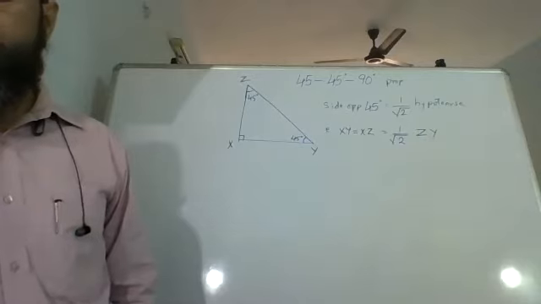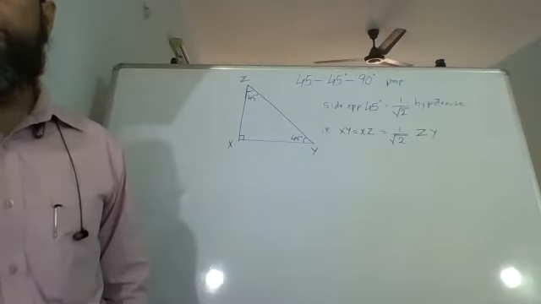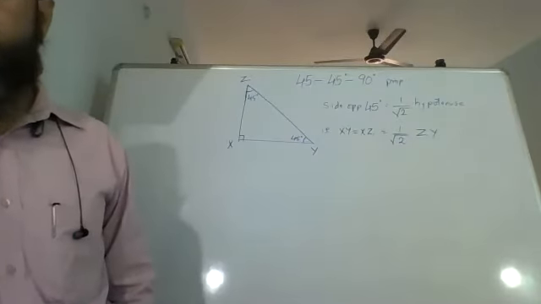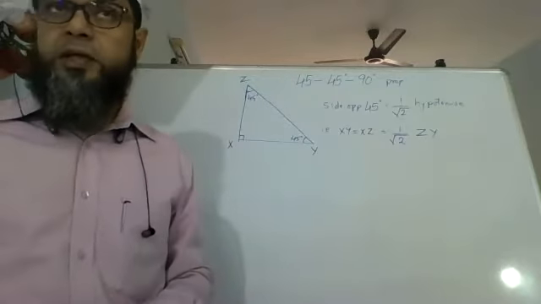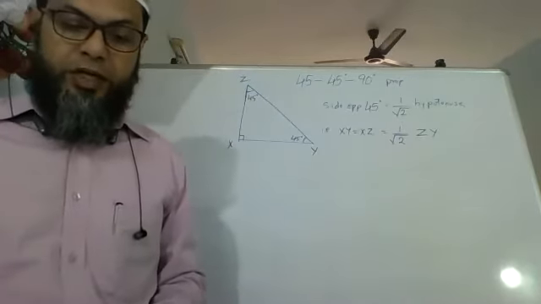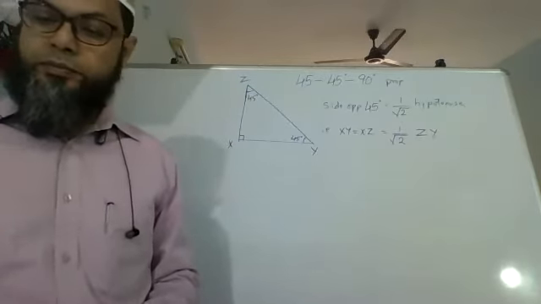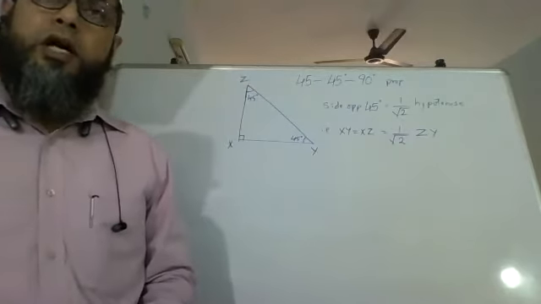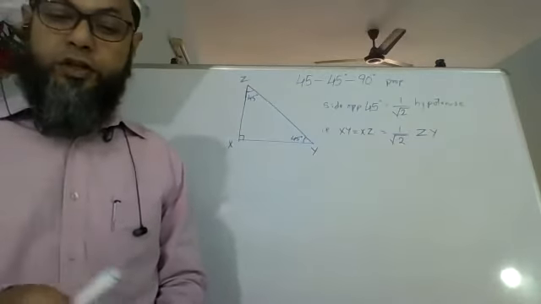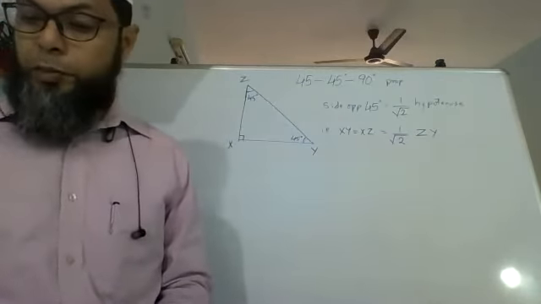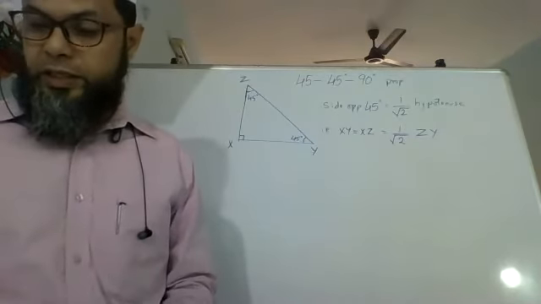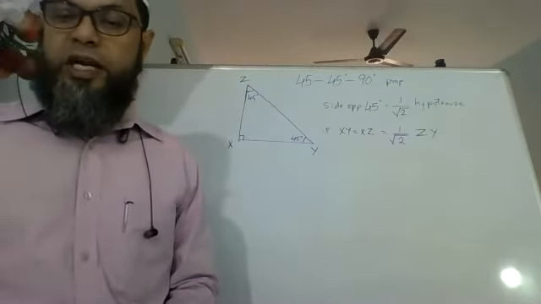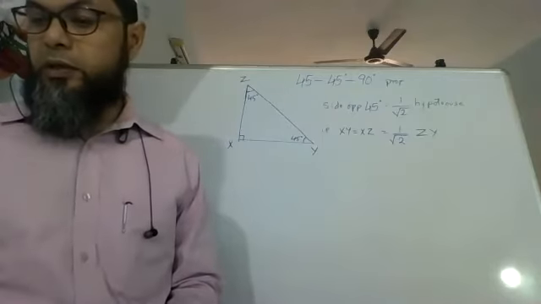Then we will see geometric mean, and then we will prove Pythagoras theorem, and then we'll have two applications of Pythagoras theorem: the application of Pythagoras theorem in an acute angle triangle, the application in an obtuse angle triangle, and then Apollonius theorem. That will bring us to the end of this chapter.